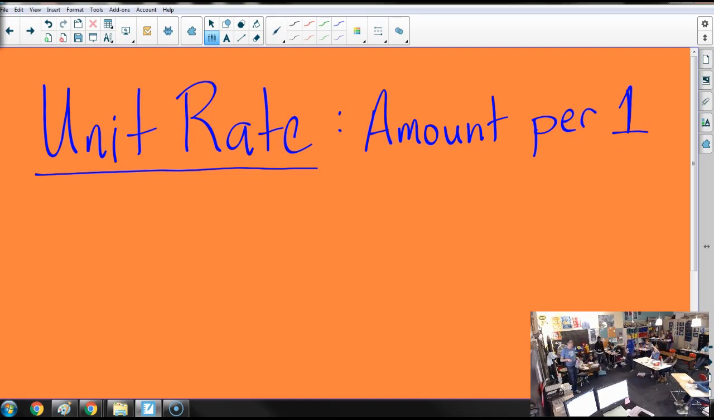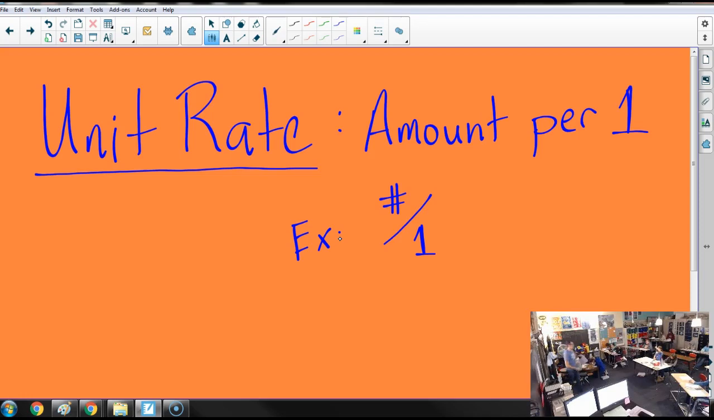So there's a division involved. So it's going to be some amount per one. Like literally the result of a division. You can also put that on your orchid sheet if you want, right beside where it says this is your practice work. You could write a little note there that says unit rate is amount per one.